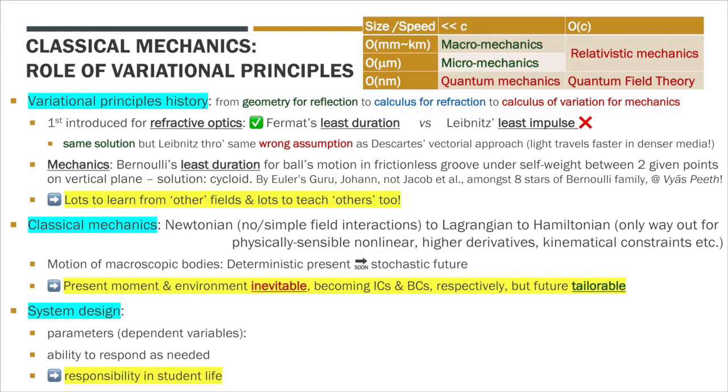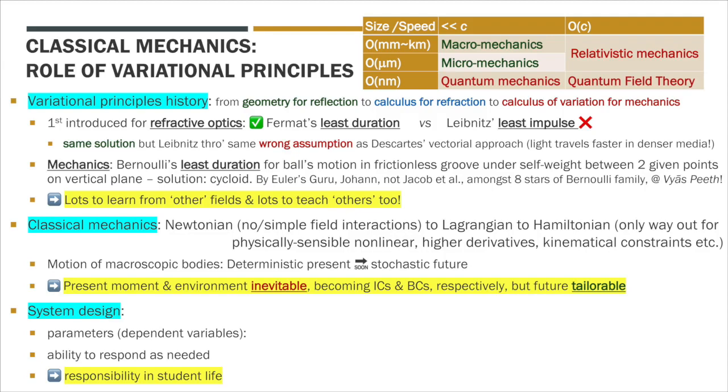Now let's turn our vision towards classical mechanics and the role of variational principles there. First of all, we should understand what is the domain of operation of classical mechanics as opposed to mechanics in general. So now this depends upon the sizes and speeds that are involved in the study of a particular system. The speed can be either of the order of the speed of light, or it can be much lesser than the order of the speed of light, which we represent by c in the first row of this particular table that you see over here.